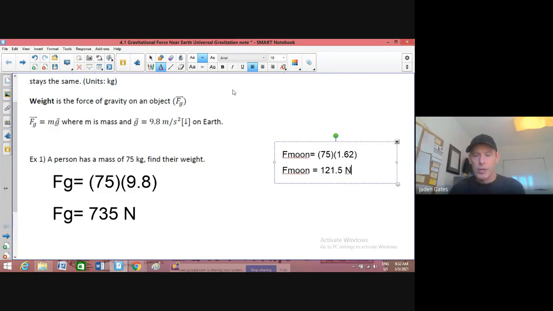121.5 newtons. And so what happens is that the mass you have on the moon and on Earth does not change. The mass is going to be 75 kilograms no matter what planet you are on, but you're going to weigh different. On Earth, you'd weigh 735 newtons, but on the moon, only 121.5 newtons. And that is why you see people bouncing around on the moon, because the force of gravity acting on them is not as great.